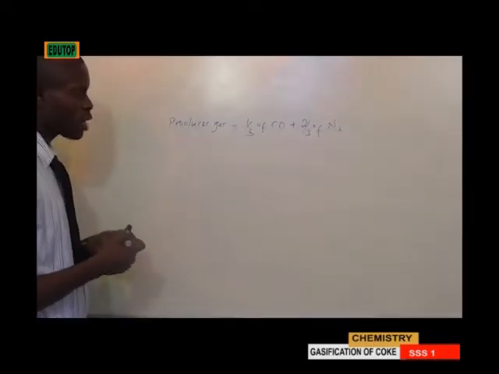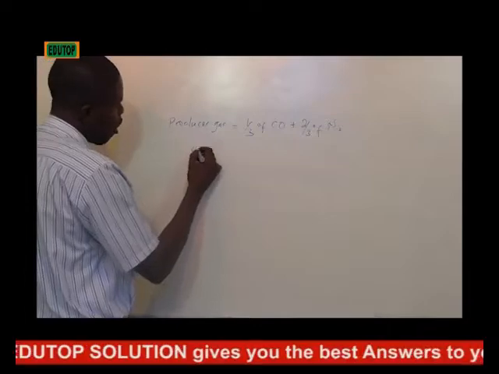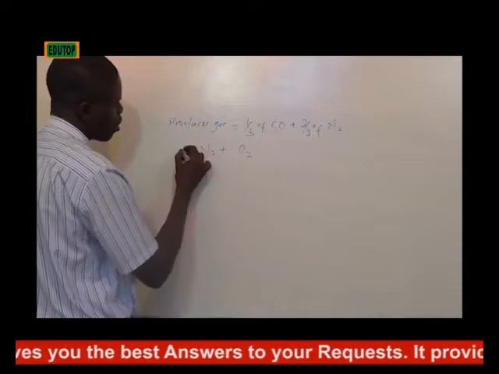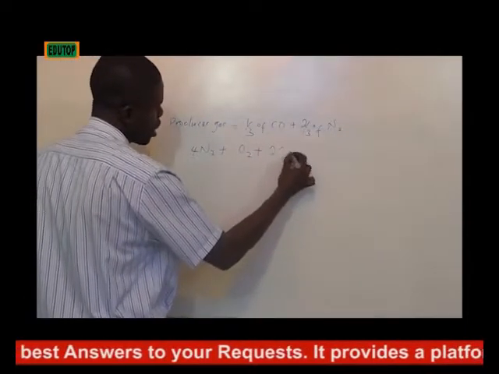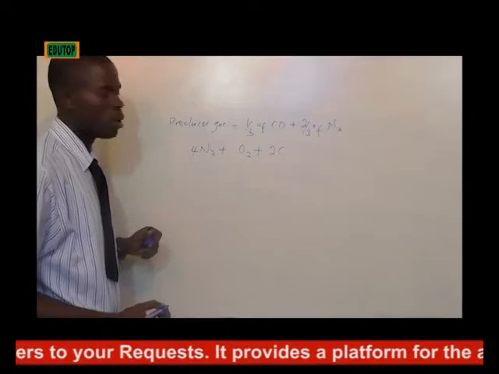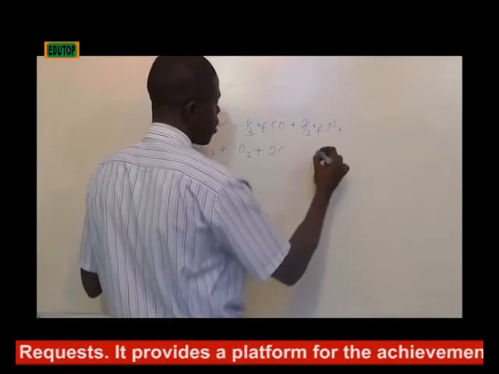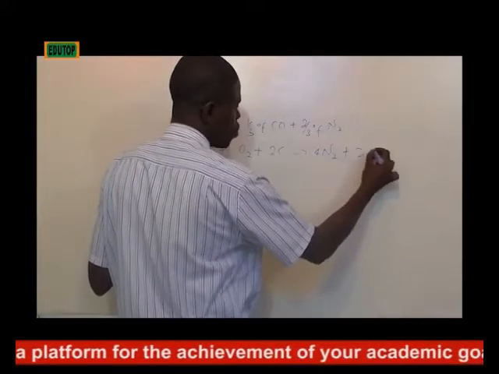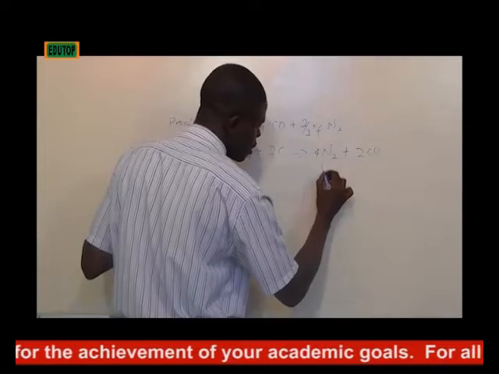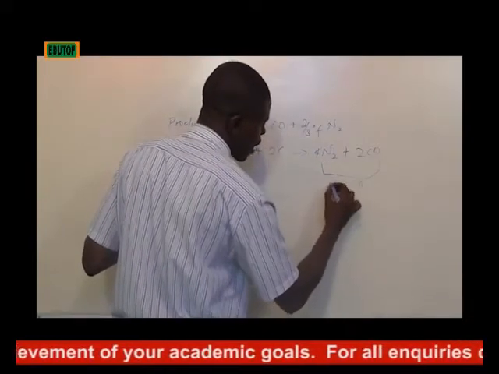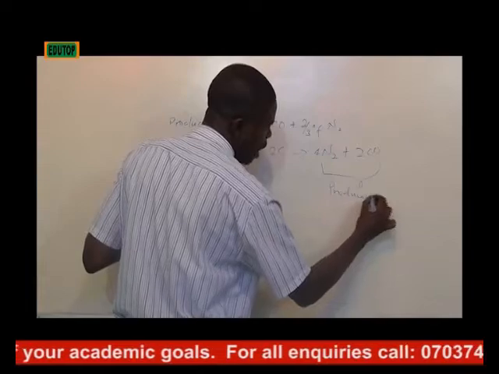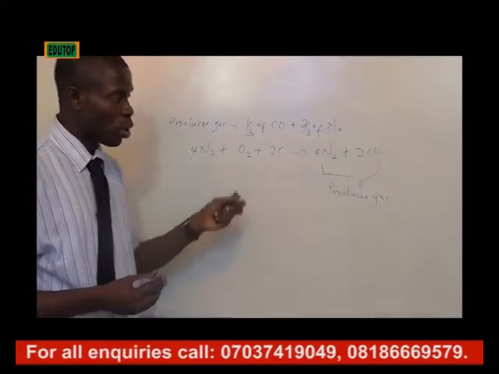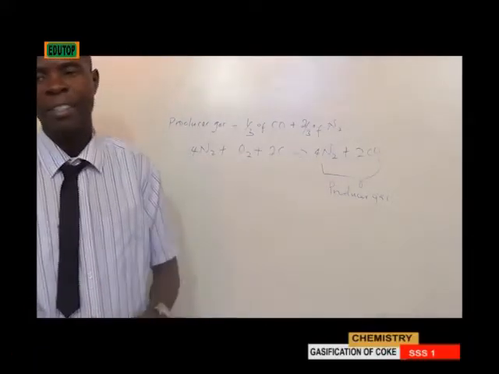So in the producer gas, you have 4 nitrogen combining with oxygen, combining with 2 coke. Here you have 4 nitrogen gas plus 2 CO. This is what is referred to as producer gas.